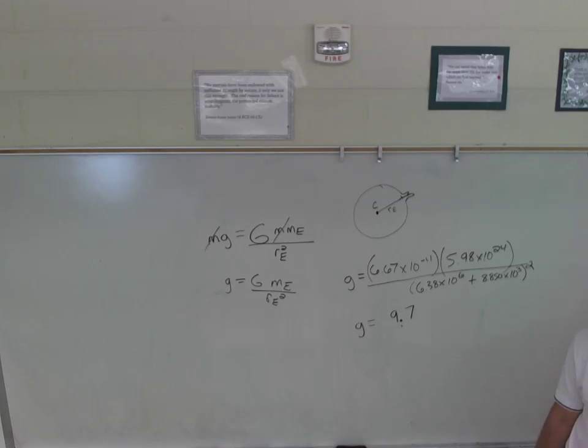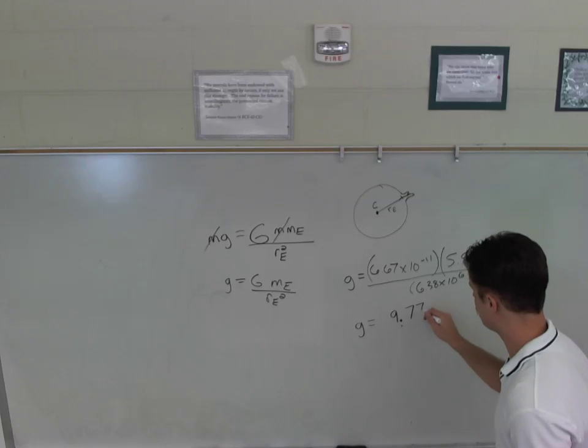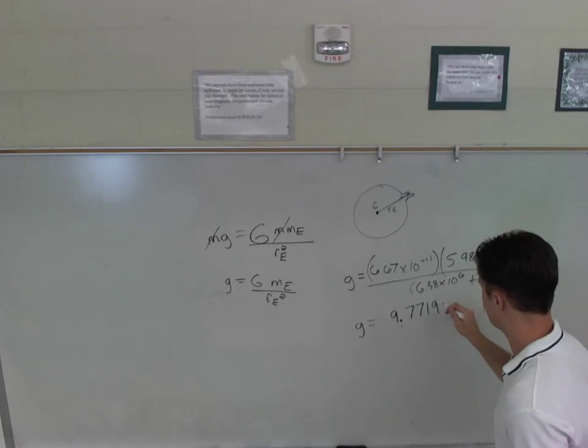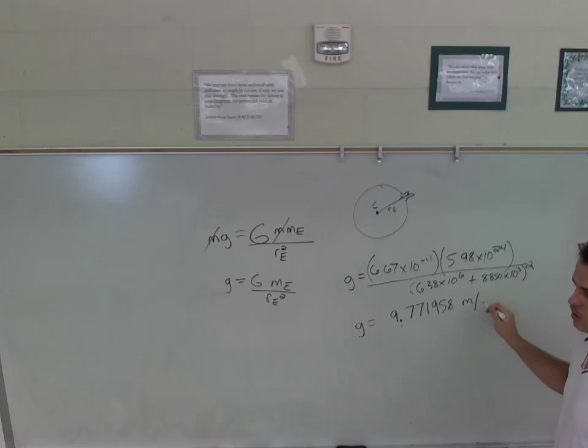No, you need to get Mr. Adair's number. What is it? 9.771958. Okay. Meters per second squared. Significant digits, we don't know it really that well, right? There's lots of estimating here. How well do you think we know it actually? Definitely not. No.